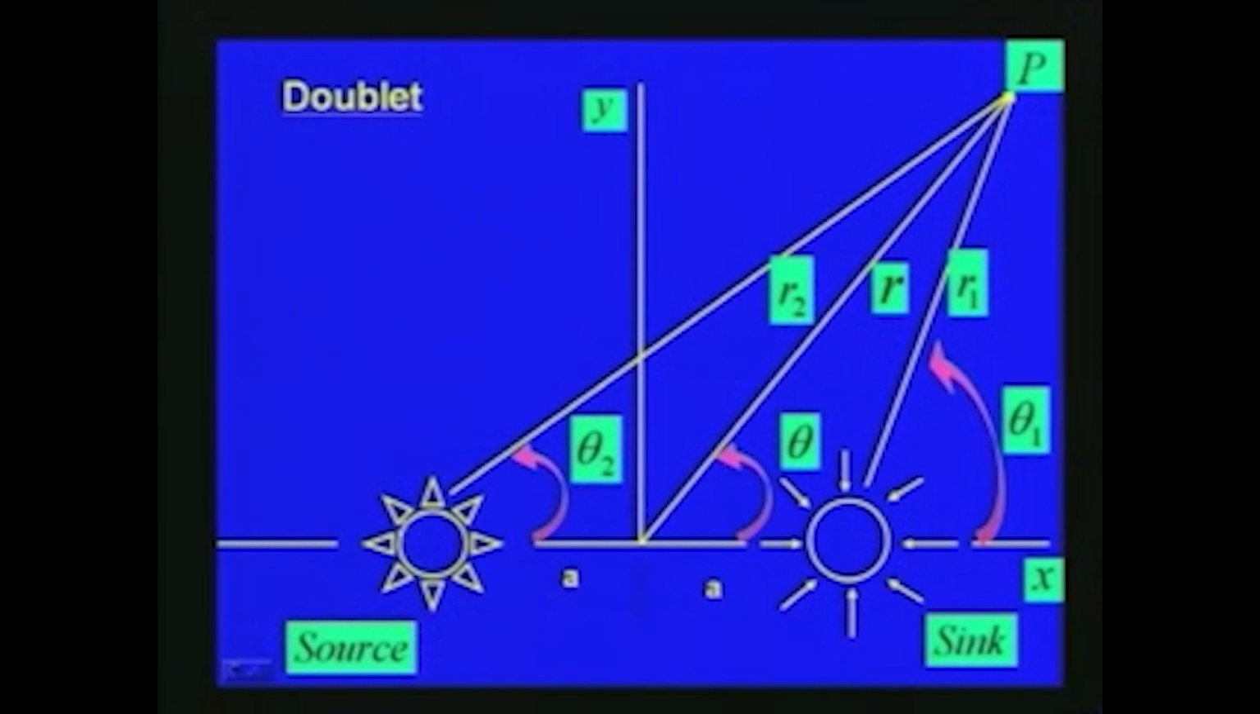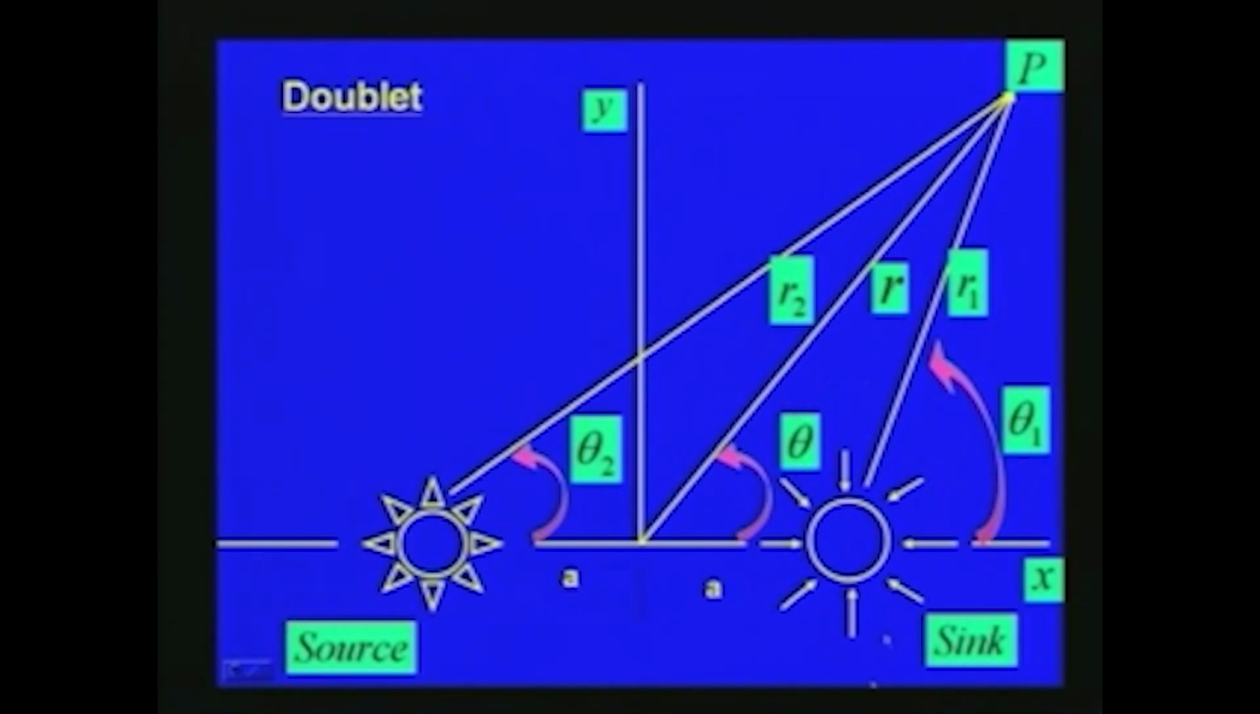Now the doublet is formed by combining a source and sink in a special way, of equal strength m. If there is a source of strength m and a sink of strength m, then we can get a doublet when we combine them in a particular way. With respect to this slide you can see how a doublet is formed. Here there is a source of strength m and here a sink of strength m, and this is the origin. The source and sink are separated by a distance a on the left hand side and a on the right hand side.